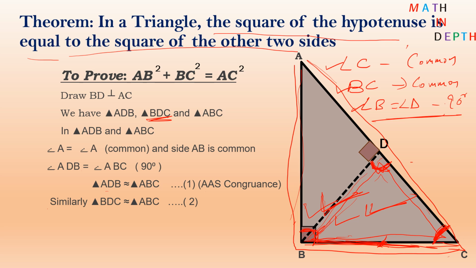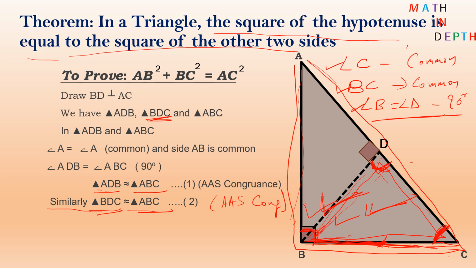When you are going to prove this theorem, you can write directly. Similarly, triangle BDC is similar to triangle ABC. In bracket you can write it here as congruence. So right now what we have proved is that ADB is similar to ABC and BDC is similar to ABC. Both the smaller triangles here are similar to the bigger original triangle.